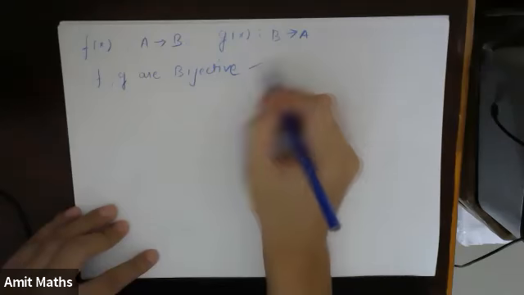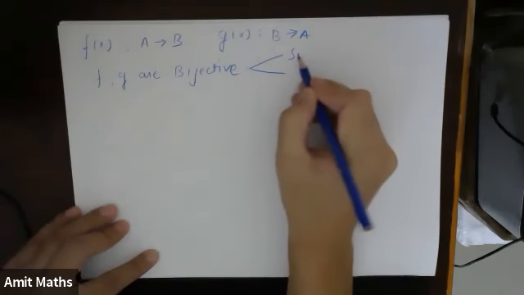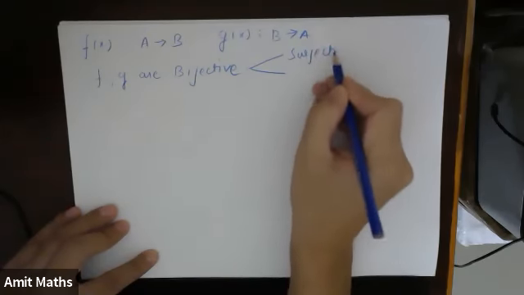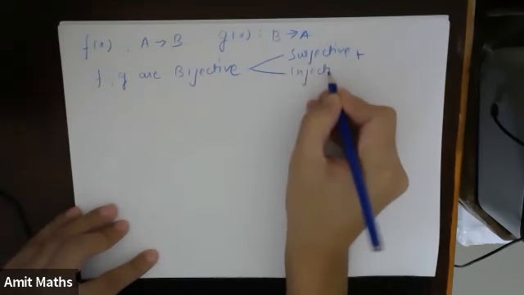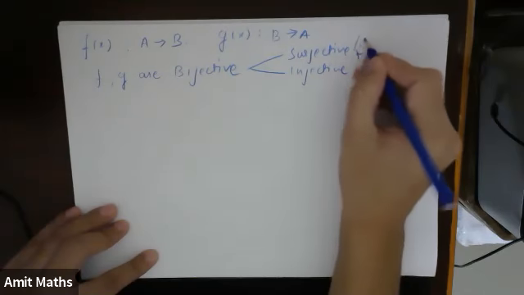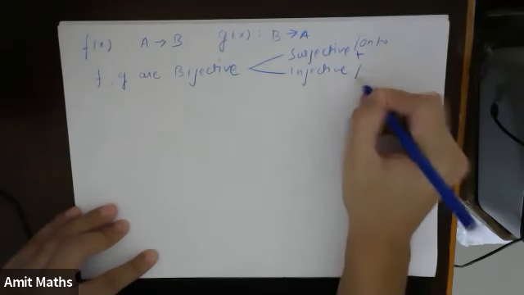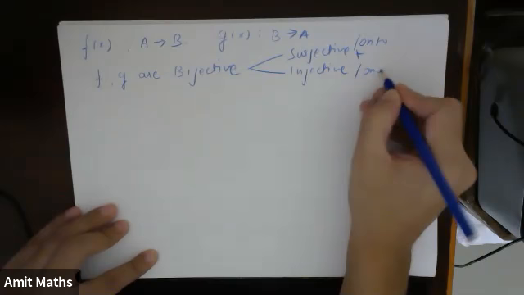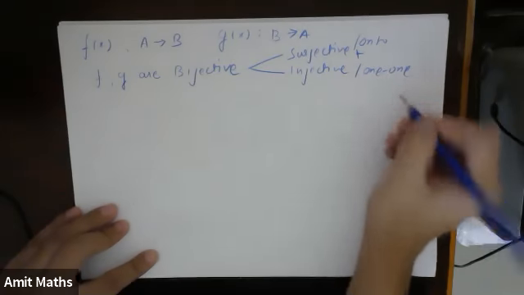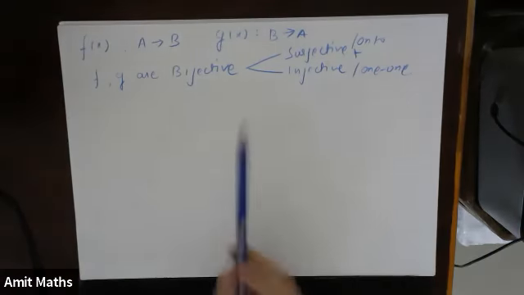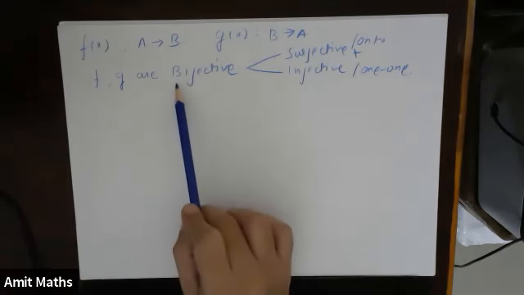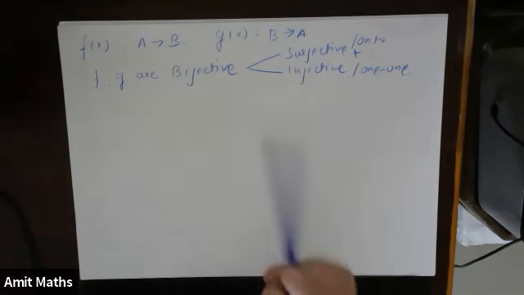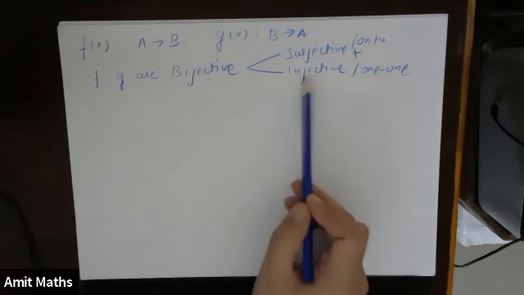That means they both are surjective plus they both are injective. Surjective means onto, and injective means one-one. So we have seen that if a function is invertible, then the function will be bijective, and bijective means surjective as well as injective.